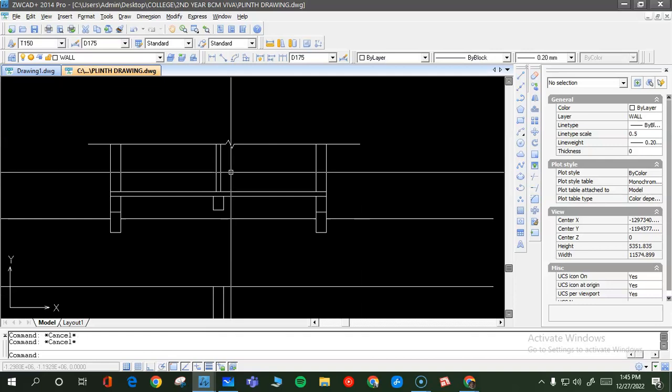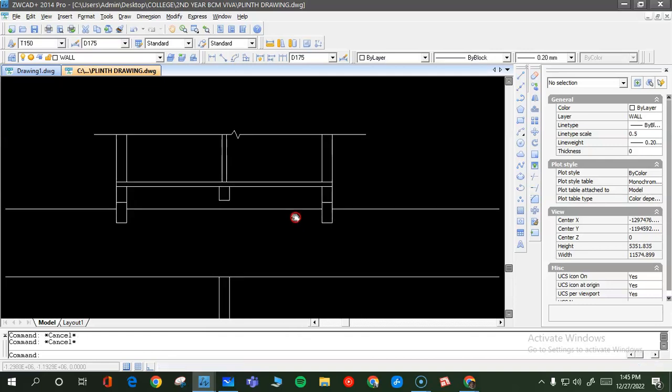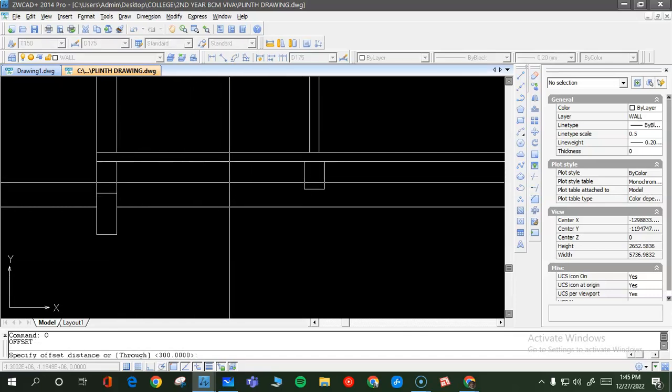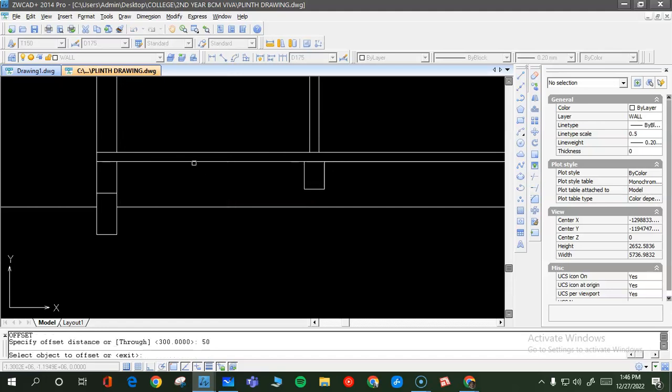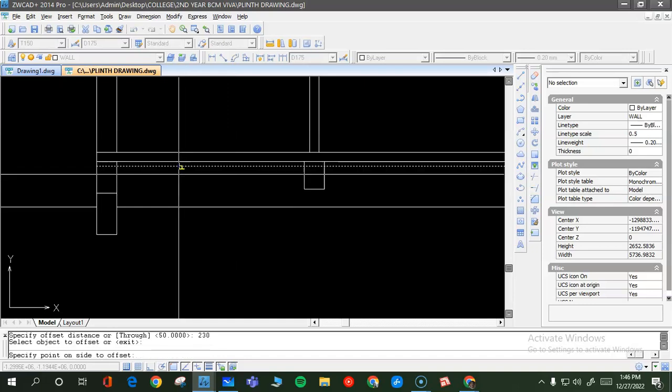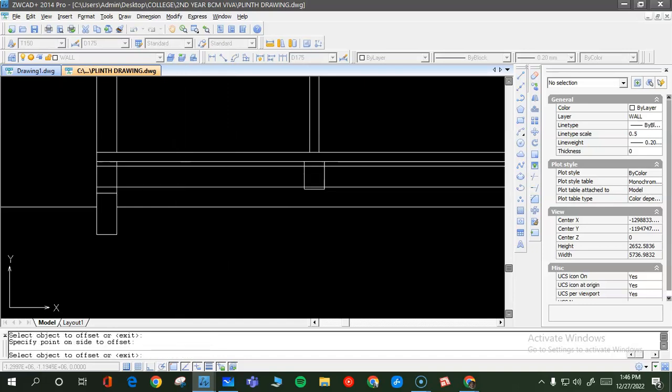Okay, so you can leave it like that. Now below this you will draw in the key section. You will draw the first layer, which is going to be about 50 mm thick, the blinding course. Below that, 230 thick is going to be the soling, and below that will be the murum filling.